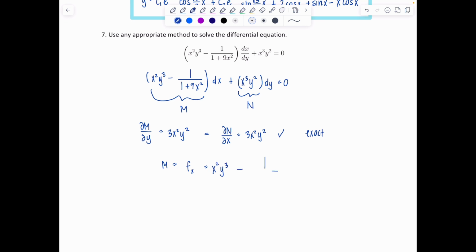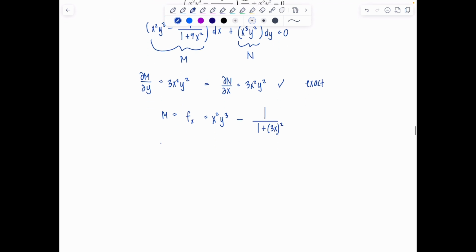So you're just going to integrate with respect to x. You don't even really need to write an integral sign or anything like that. Just anti-differentiate term by term. So f of x y would be 1/3 x cubed y cubed minus, this would be 1/3 tan inverse of 3x plus possibly some g of y, right?